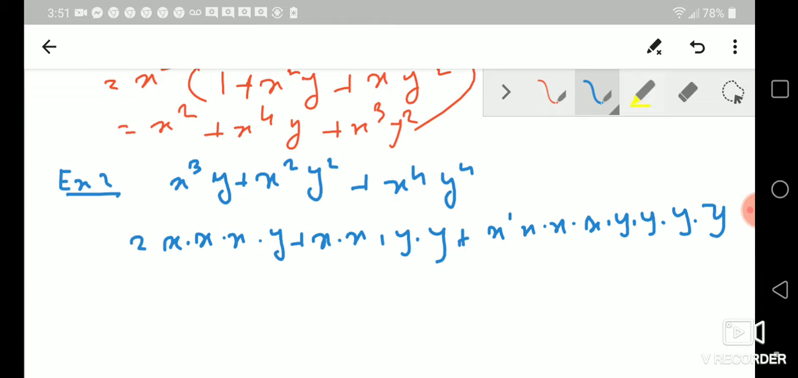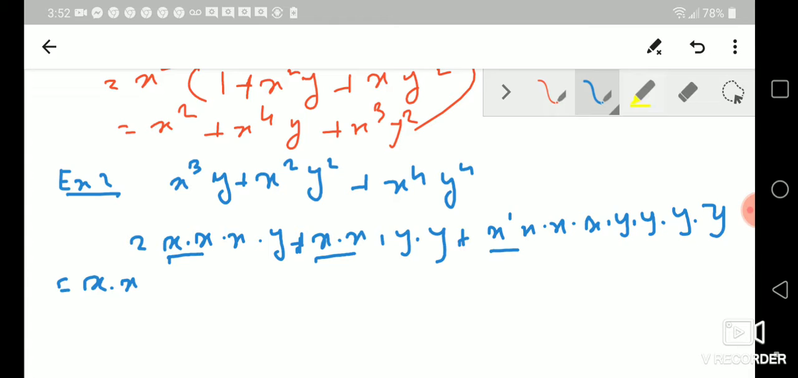So let's see. Let's look into the x's first, and then we will look into the y afterwards. We see 3 x's here, 2 x's here, and 4 x's here. So the minimum number of x's in all the terms is 2. In each term we have at least 2 x's. So x dot x is common between all three terms, so we'll take x dot x as the common factor for x's.